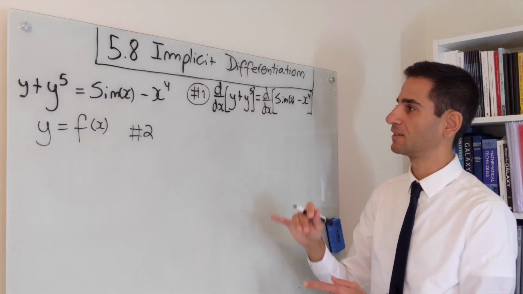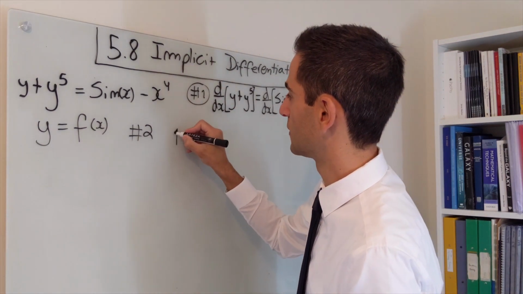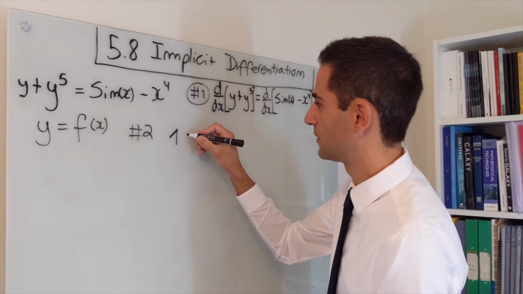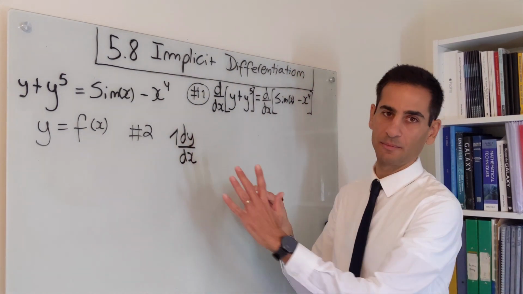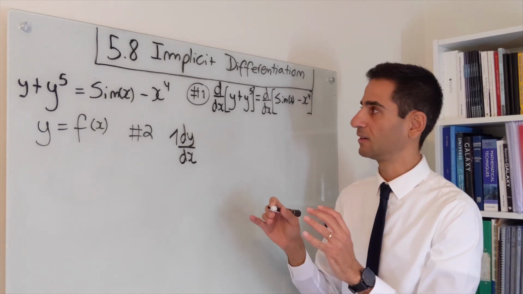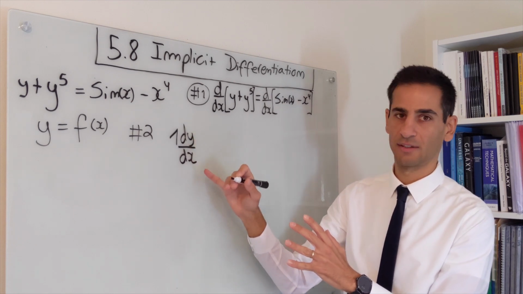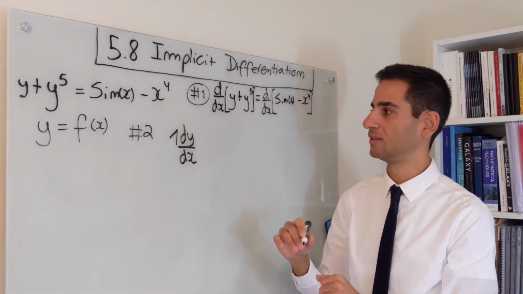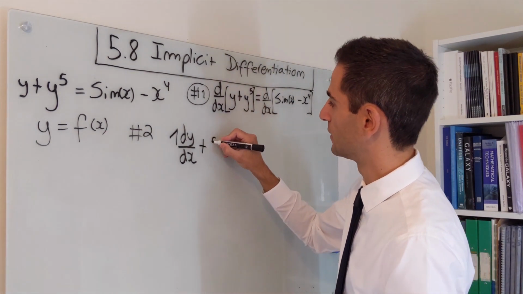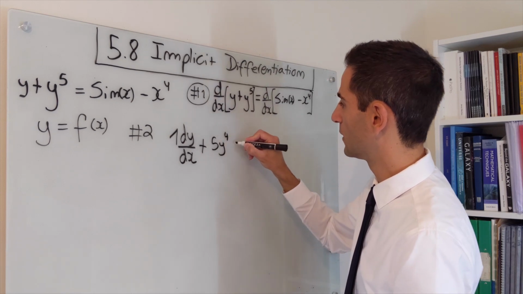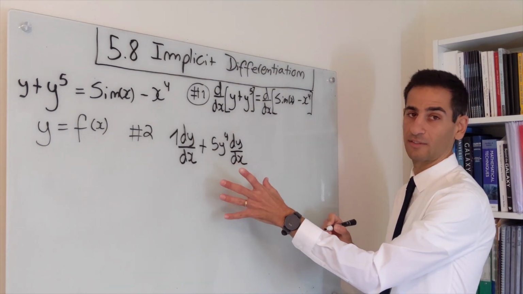Let's start with the left-hand side. In this case, the derivative is very easy. This is just 1 and then times dy dx. From now on, I will not write the 1, but I just want it to be absolutely clear why differentiating a y term leads to dy dx. Technically, it leads to 1 times dy dx. And in this case, this is a power rule, so this is plus 5y to the power of 4, again times dy dx. So we've completed the left-hand side.